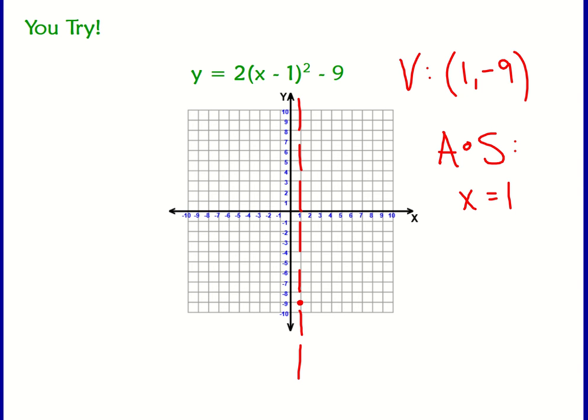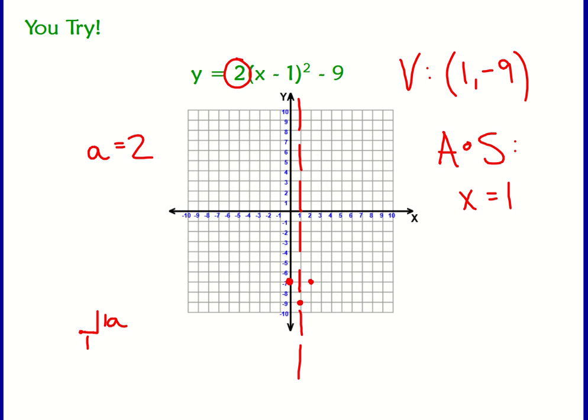So now that I have the vertex and the axis of symmetry, I'm going to put on my quote-unquote steepness points. I can see that the a value is 2. So I'm going to think about what I normally do. I would normally move over 1 and up 1 from the vertex. But because a is 2, I'm actually going to move over 1 and up 2 from the vertex.